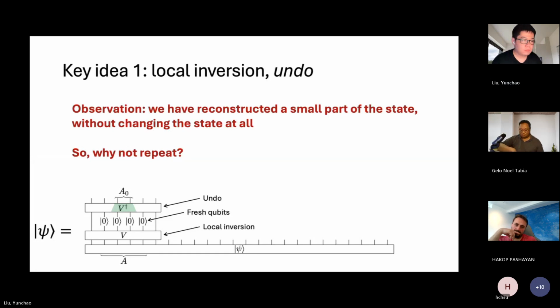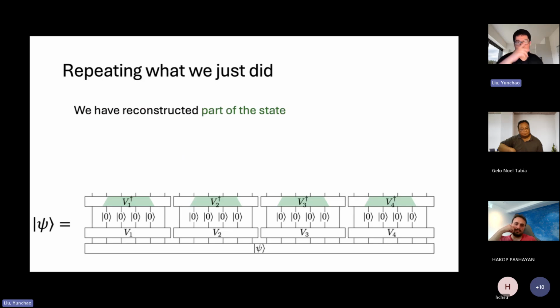Okay, first we can naively repeat this in parallel on different regions like this. This picture is doing nothing more than repeating the previous procedure, but independently on many different places. And here we can argue that we have reconstructed part of the state, which are the green regions on top. For these qubits, and simultaneously these qubits and these qubits and these qubits, they are all reconstructed by the green circuit, which is the backward light cone of these qubits.